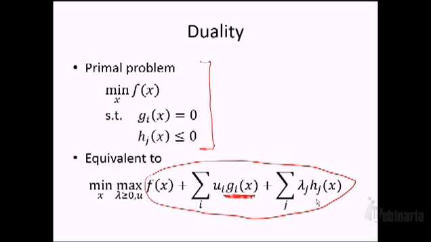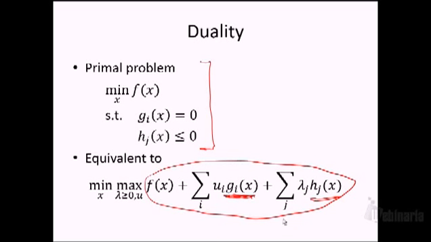Similarly, if x violates an inequality constraint, that is hj of x is greater than 0 for some j, then we can choose lambda j to be arbitrarily large to make the whole Lagrangian become arbitrarily large. And again, that means the solution to the maximization will be infinity.